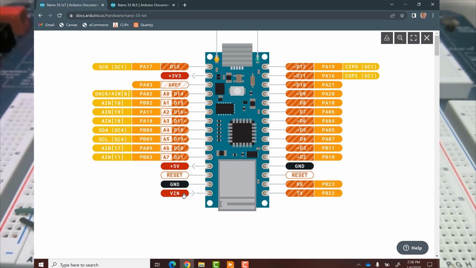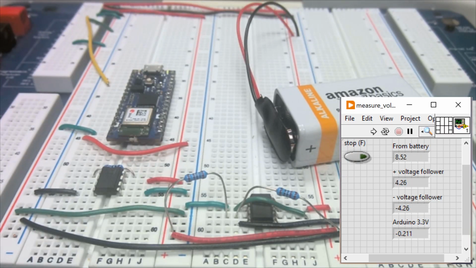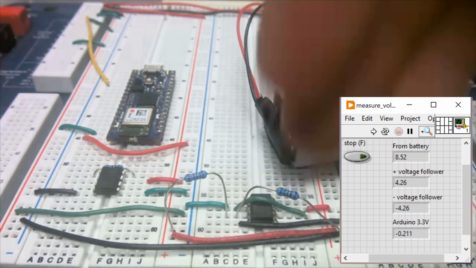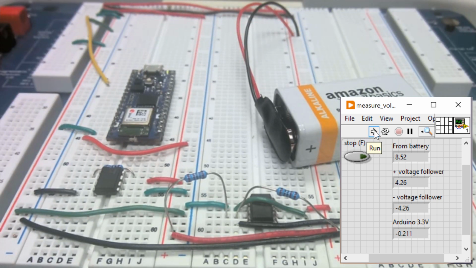I have put the positive side of the voltage follower into VIN. I've put the 0 volts into the ground, and then the output, this is where it says Arduino 3.3 volts. So let's go ahead and look what happens in these cases. Okay, so we're going to start with this configuration I already have, where we have the 9-volt battery going into the voltage follower, and then using that to power the Arduino. So we'll hit run.